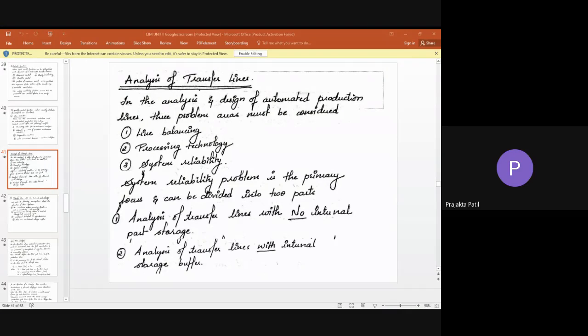Okay. Of these three problems that we encounter in an automated production line, the third one, that is system reliability, is our concern. Our complete discussion after this, in this unit basically, is going to be with respect to the system reliability problem. But before we proceed to what is the system reliability problem and how we can deal with it, we shall quickly see what are these line balancing and processing technology related problems.